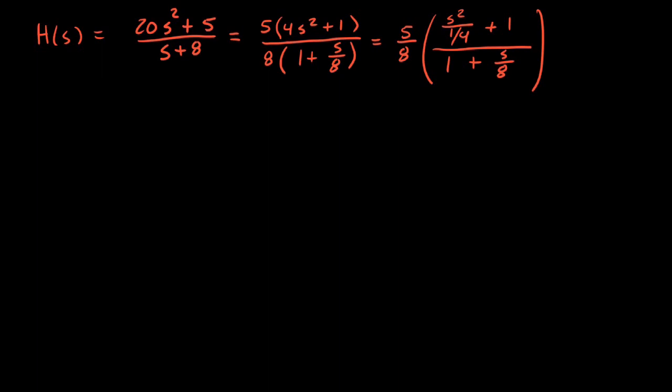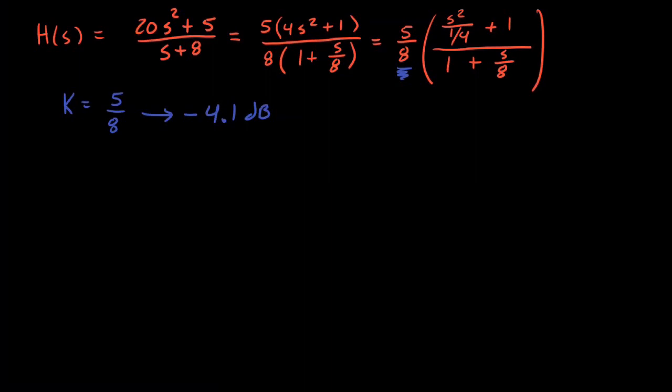So what do we notice about this? Well, first of all, I have a constant gain here of K equals 5 over 8. That's unitless, and that's going to give rise to about negative 4.1 decibels.